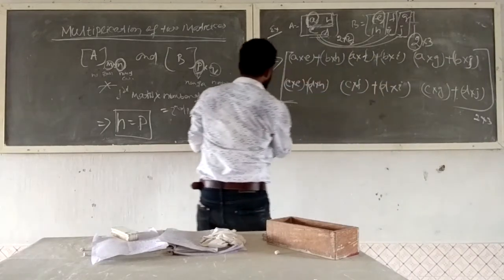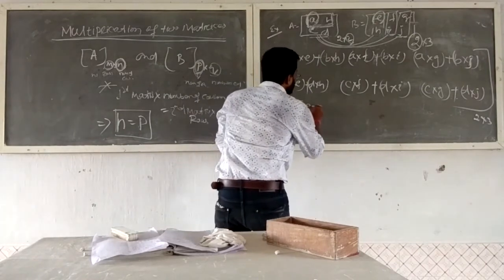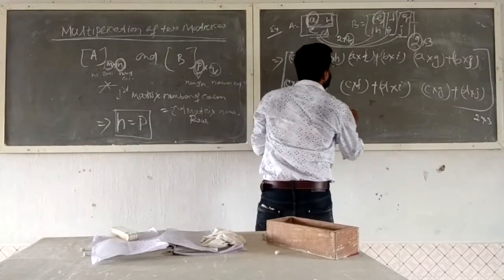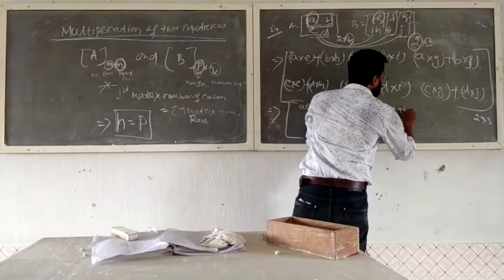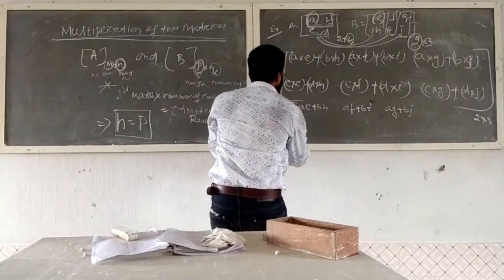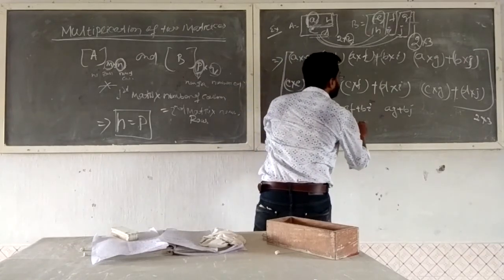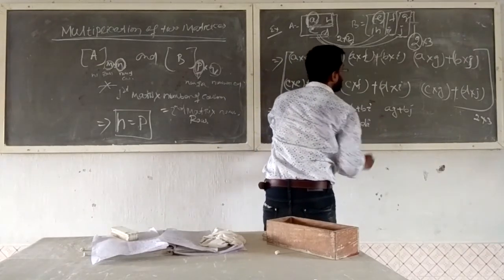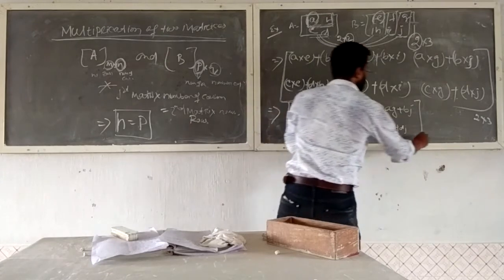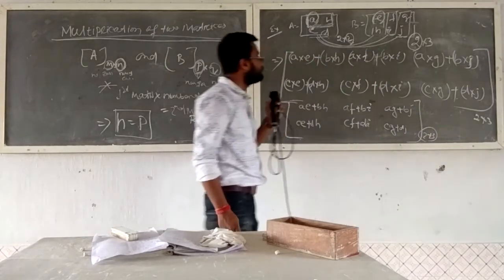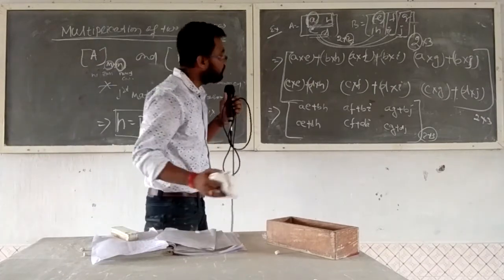And our answer is AE plus BH, AF plus BI, AG plus BJ, CE plus DH, CF plus DI, CG plus DJ. This completes our matrix multiplication.